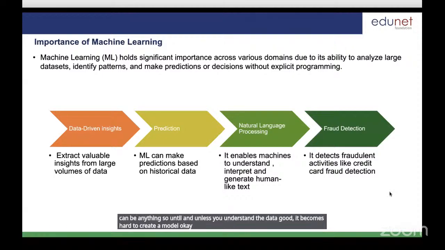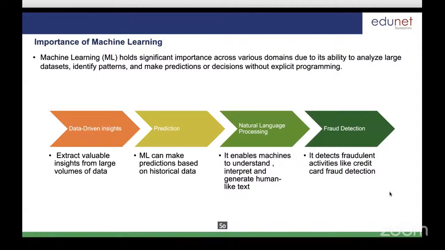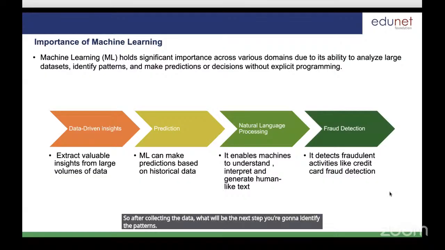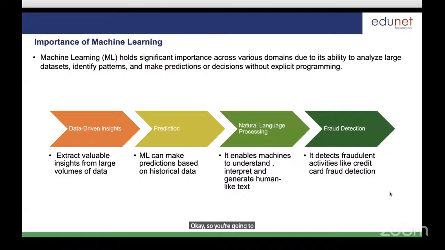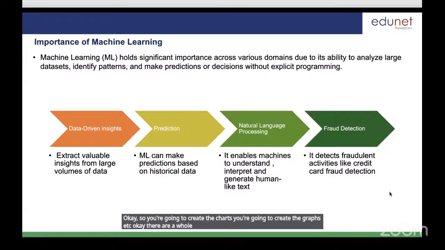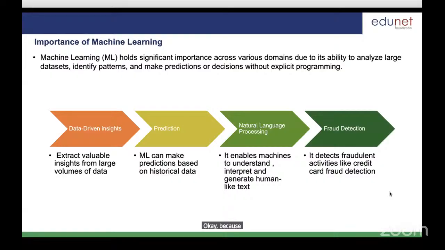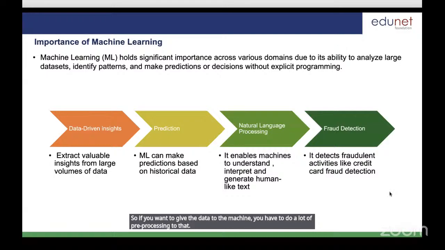After collecting the data, what will be the next step? You're going to identify the patterns. So you're going to create charts, graphs, etc. There are a whole bunch of things, what pre-processing has to be done. Because if you have the data directly, you cannot give it to the machine, right? If you want to give the data to the machine, you have to do a lot of pre-processing. You cannot give characters to the machine.